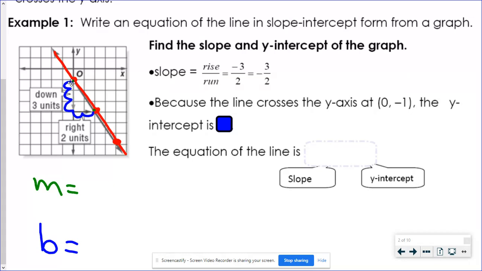The y-intercept, where it crosses the y-axis. So here's the y-axis right here. The y-intercept is right there at -1. So I should write that in. If I know my slope and I know my y-intercept, all I need to do now is put those two numbers in the right place, in place of the m and in place of the b in y equals mx plus b. So it's just going to be y equals -3 over 2x minus 1, or plus a -1 would be just fine.